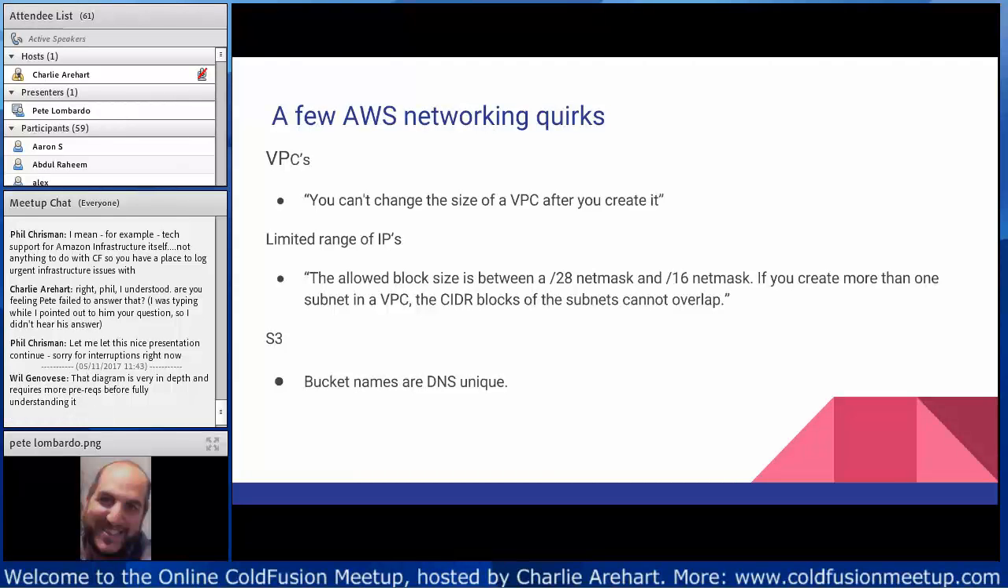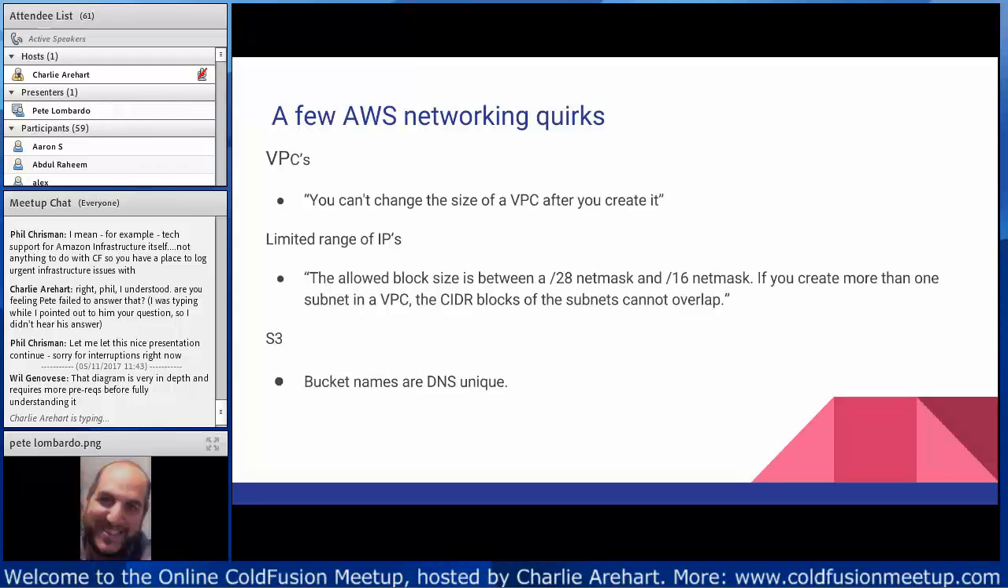Limited range of IP addresses. The allowed block size is between a subnet of /28 and /16. If you create more than one subnet within a VPC, the CIDR blocks, if you will, the subnet mask blocks, cannot overlap. So you kind of have to manage it. Just like your networking guy at your office has to do right now, there has to be some budgeting, if you will, of IP address space to best meet your growth needs and your immediate needs of your 65,000 IP addresses.